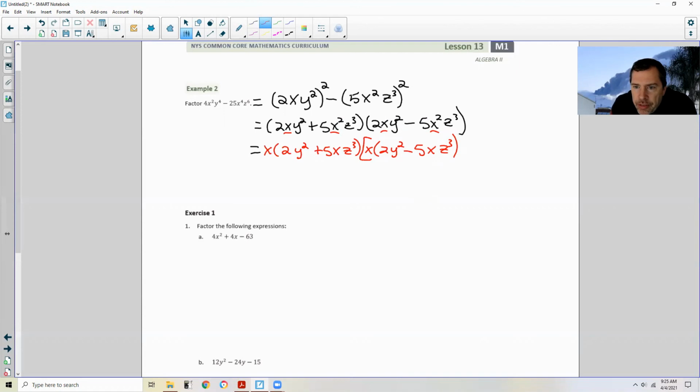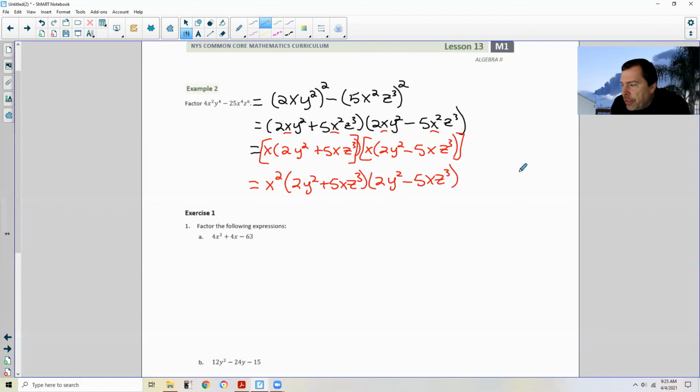And I should show this like this, I guess, brackets around these two different terms, like so. Okay, so now I have this times this, and there's an x in each. So now I can pull those x's out. And since it's x times x, it becomes x squared, and then 2y squared plus 5xz cubed times 2y squared minus 5xz cubed. And we are done. That is example 2 factored.